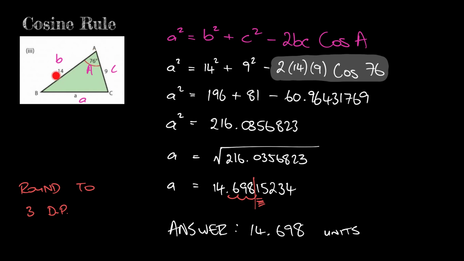This is the cosine rule when you're finding a missing side. You can imagine that there's also going to be a cosine rule where you're finding a missing angle. So we'll do that one next.